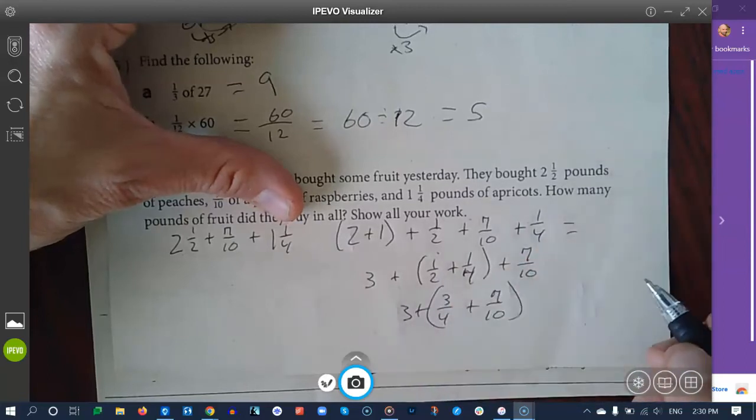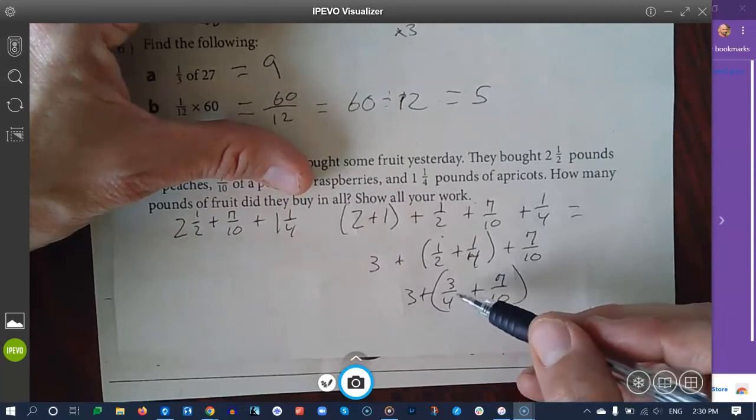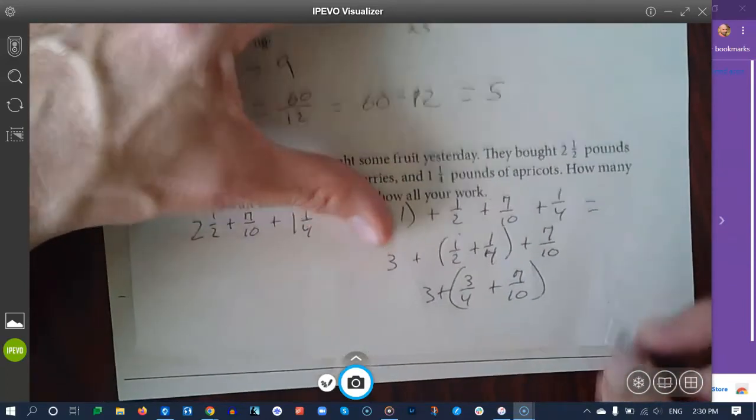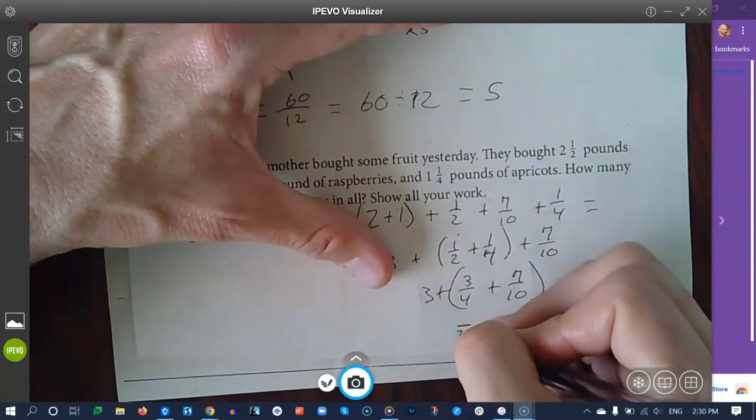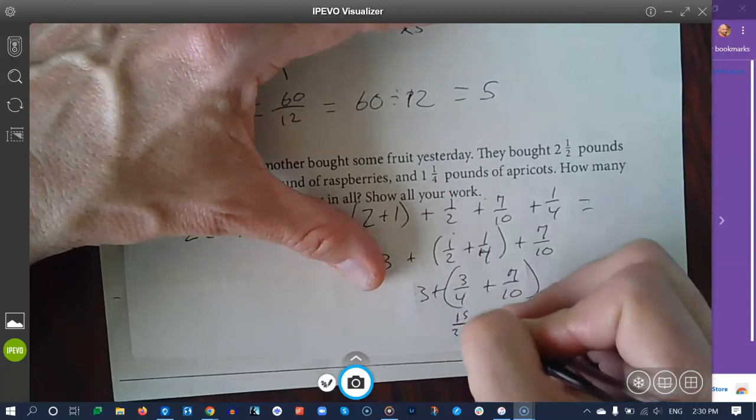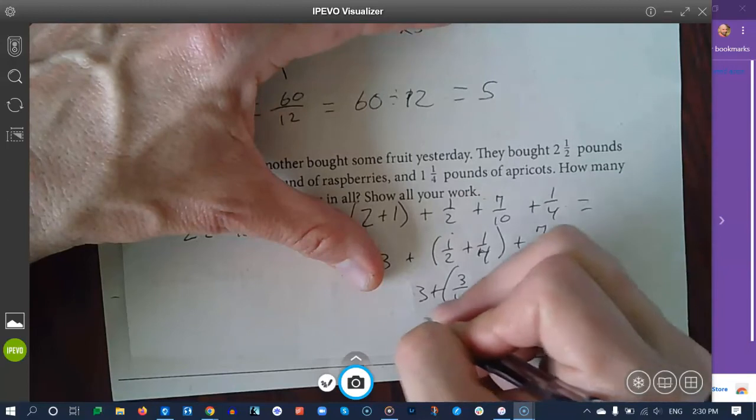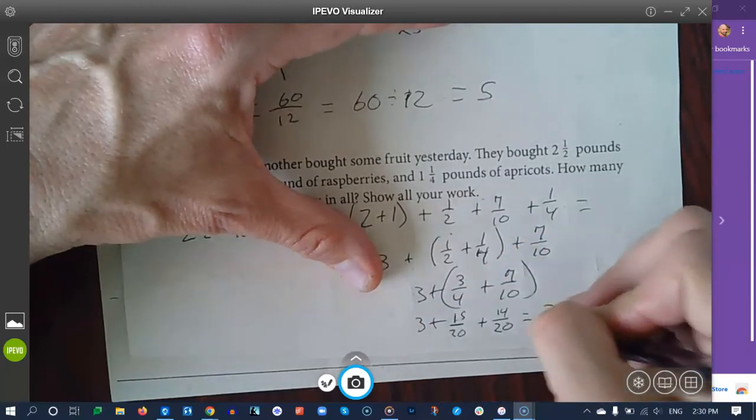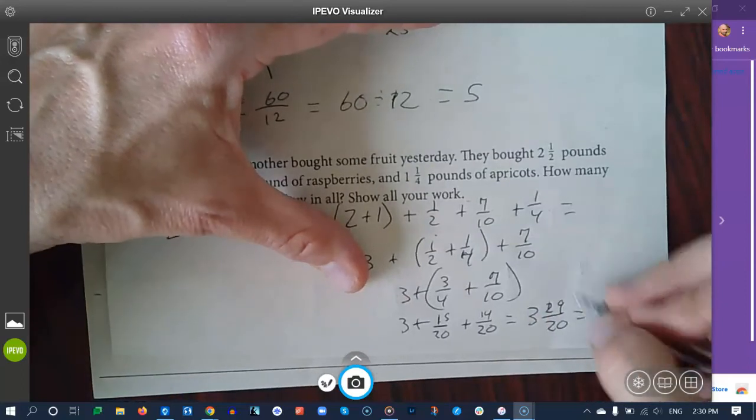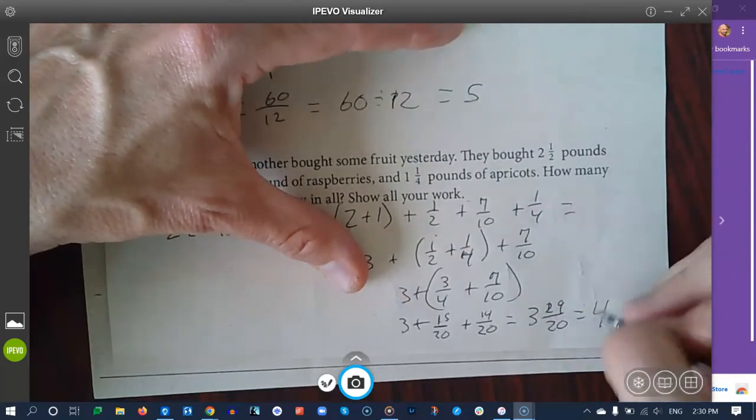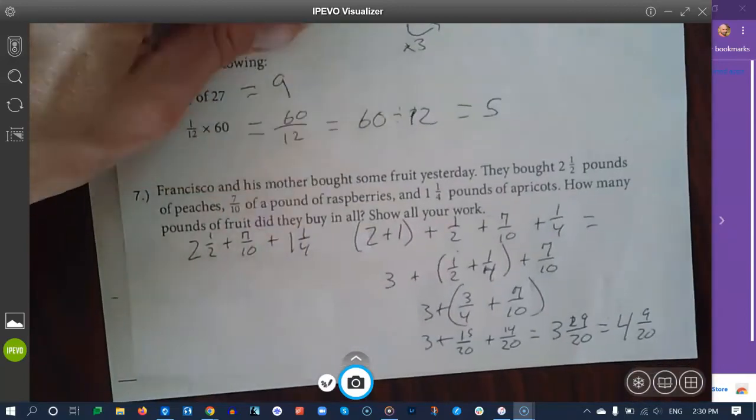So now I'm looking inside here. Let's see, 4, 8, 12, 16, 20. So I can get the 20ths here. How do I go from 4ths to 20ths? Multiply by 5. So this is going to be 15/20. Double here. Plus 14/20, which is going to equal 3 and 29/20. Oof. And I'm going to take one whole out, 20/20, to get 4 and 9/20 pounds of fruit.